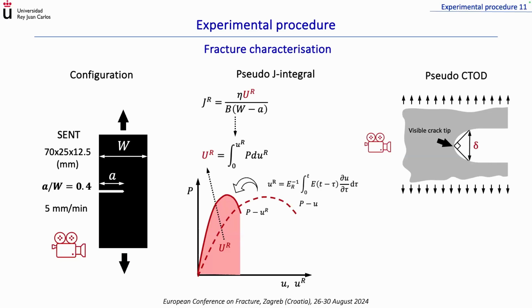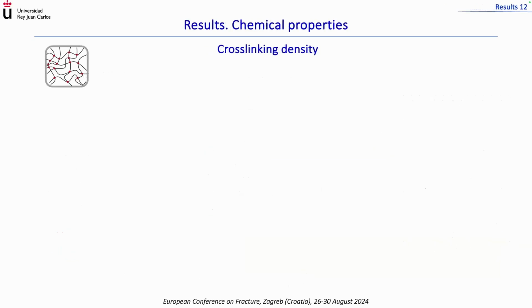The second fracture parameter was the pseudo crack tip opening displacement, delta_R, that is obtained from the actual crack tip opening displacement, measured at the surface using the 90 degrees interception methodology, again using the convolution integral. Okay, let's move to the results quickly.